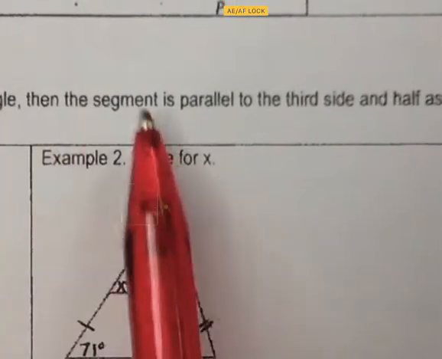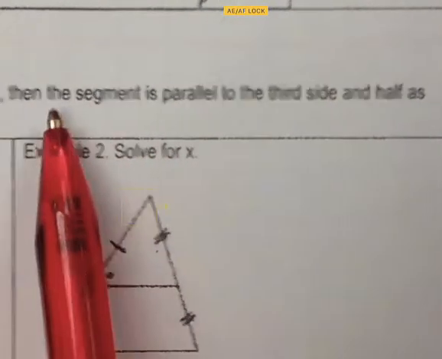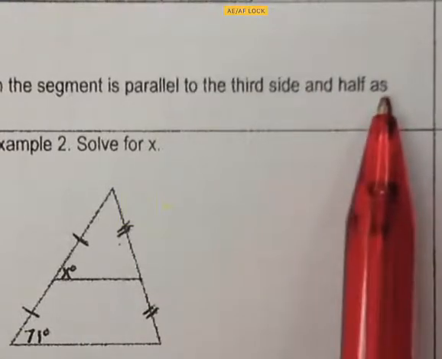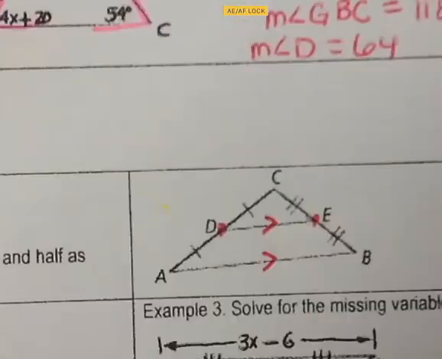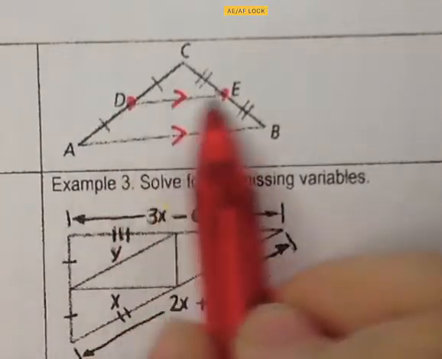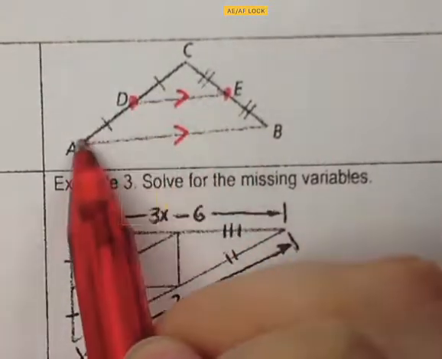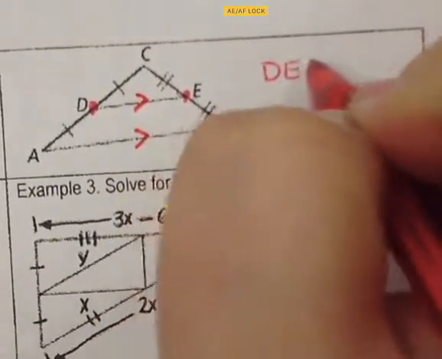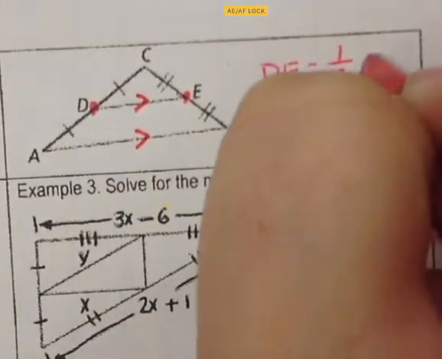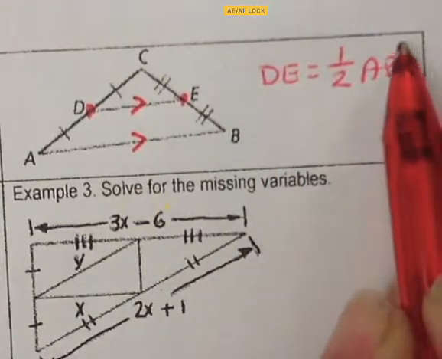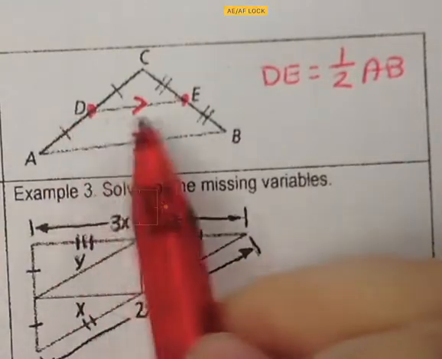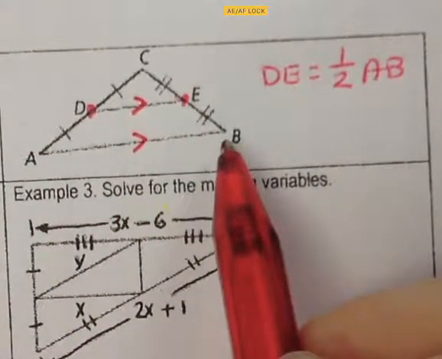The theorem also states that if we have midpoints, then the segment is half as long as that third side. So it'll be half as long. What that means is that segment DE is half the length of AB. So we can say that DE is equal to half the length of AB. Notice I did not put the segment on top of it because we're talking about the length. So the length of DE is half of AB.